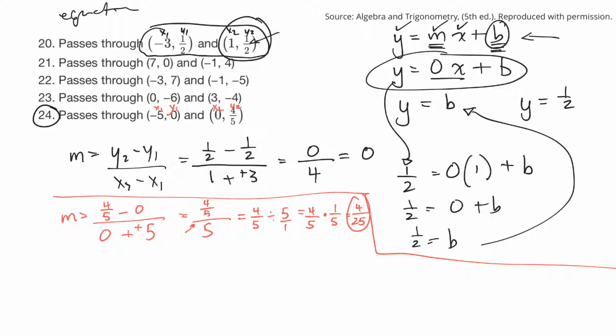Now, to figure out what the y-intercept is, if x is 0, the y-intercept is this number right there. So my equation will be y equals mx plus b. I know the slope, 4 over 25x, and I know the y-intercept is a positive 4 over 5. All right, hopefully that helps you with those kinds.